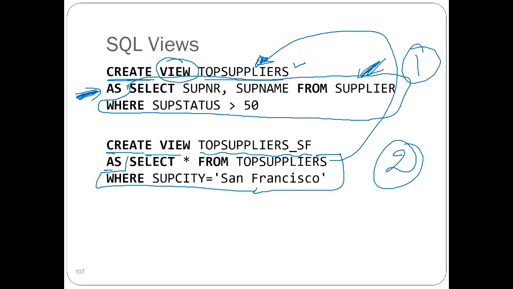Now, something interesting you should notice in the second query. We are selecting all the columns from top suppliers. What is top suppliers? It is a view that you created in the previous query. What you should have noticed here is that once we define a view, that view can be used as a normal table. That is what we are doing over here.